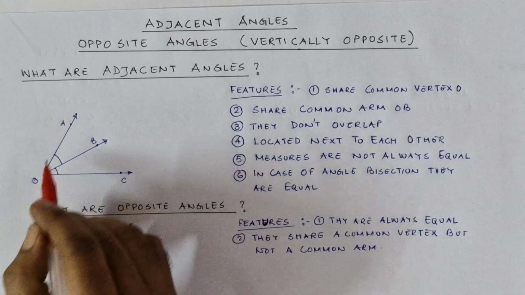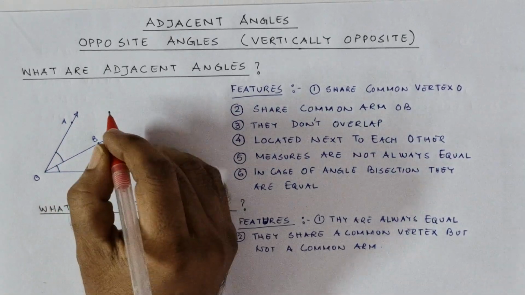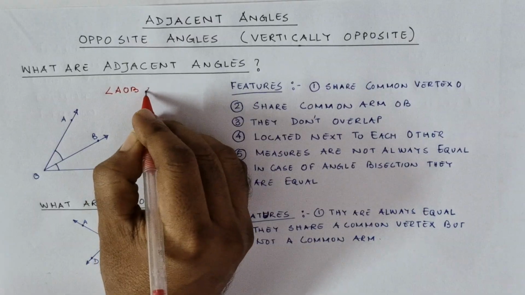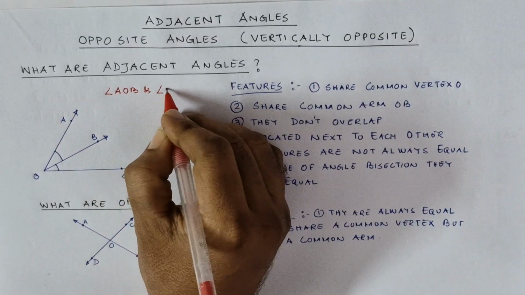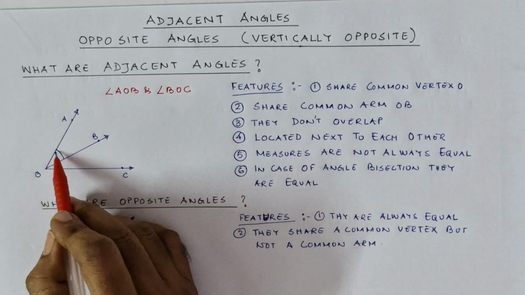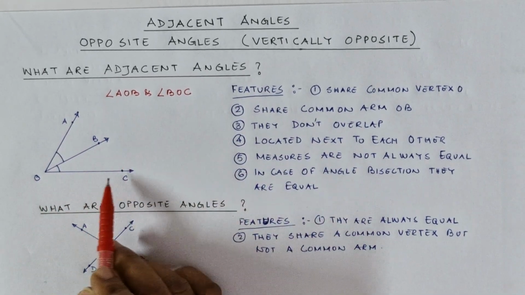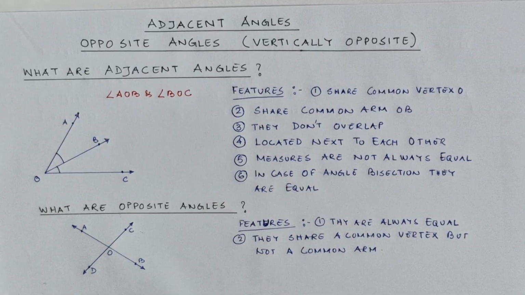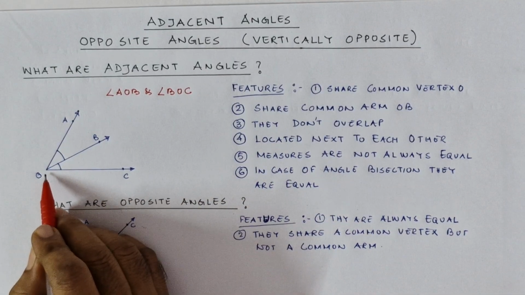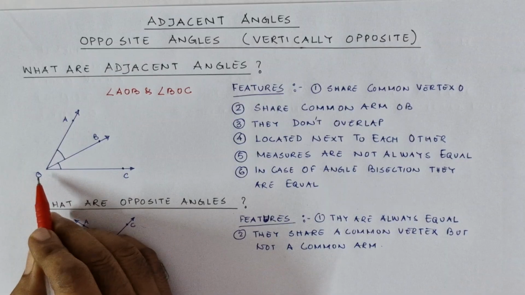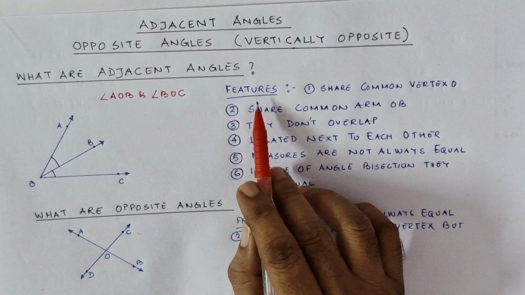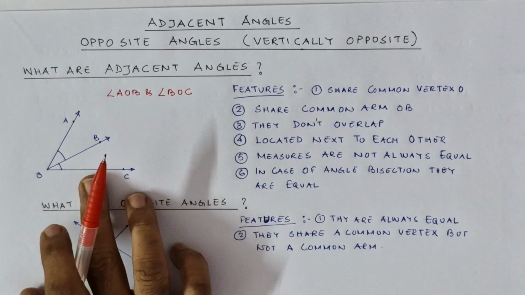So see this angle AOB. Angle AOB and angle BOC are adjacent angles. Why? Because they are sharing a common vertex. Let's go through the features one by one and let's compare this.